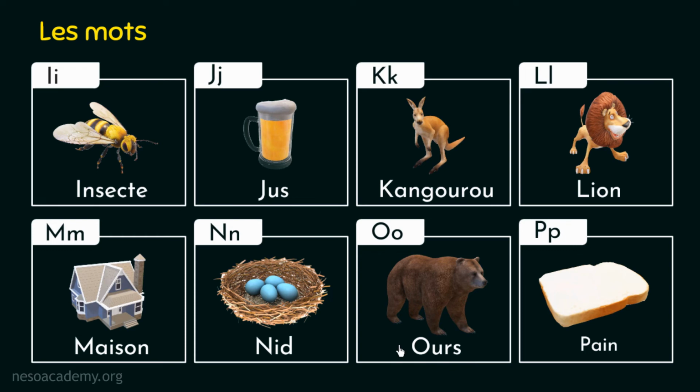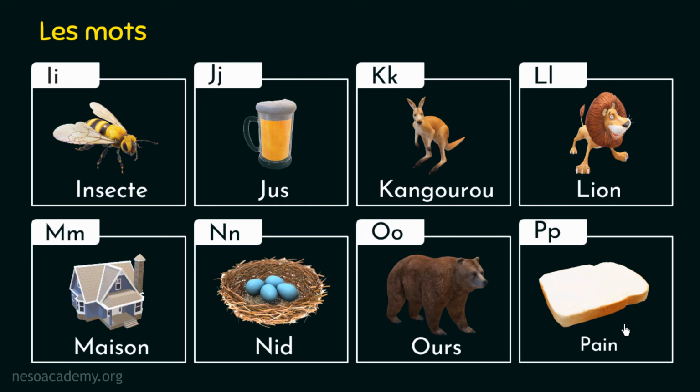Now have a look at the 15th alphabet, that is O, and the French word associated with this alphabet is pronounced as ours. Ours means bear. Now let's talk about the 16th alphabet, that is P, and the French word associated with this alphabet is pronounced as pain. Pain means bread.